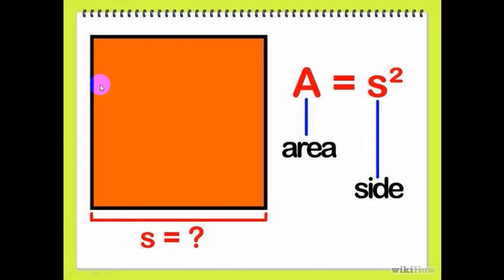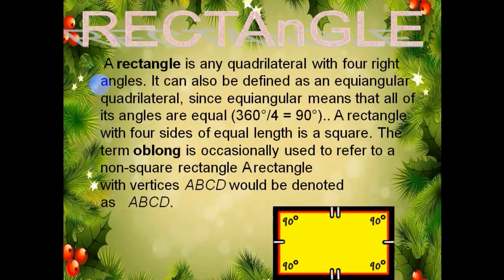And now a rectangle. This is a 2D geometrical shape. A rectangle is any quadrilateral with 4 right angles. A square and a rectangle both have 4 right angles. This is the one difference between the rectangle and the square: the lengths of all sides in a square are equal, and the lengths of opposite sides are equal in a rectangle.